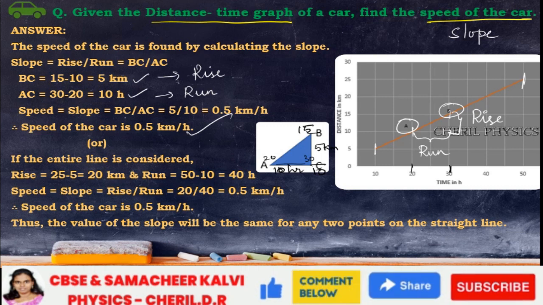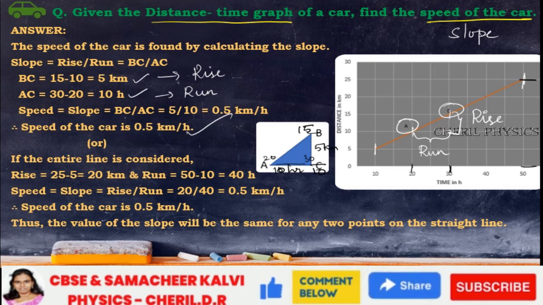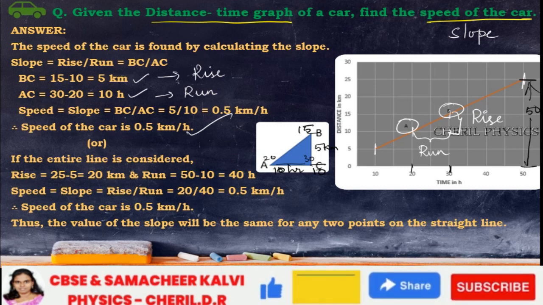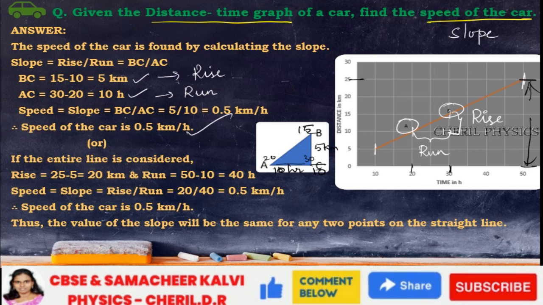Now we are considering the entire line just to show you that we can do it in any way. When you consider the entire line, see what the rise is. You can say it is from this till this. So this is your rise. Your rise is 50. Sorry, your rise is between 25 here, not 50. 50 is here. See, this is your 25. So your rise is 25 minus 0.